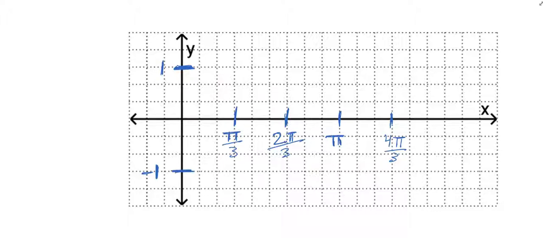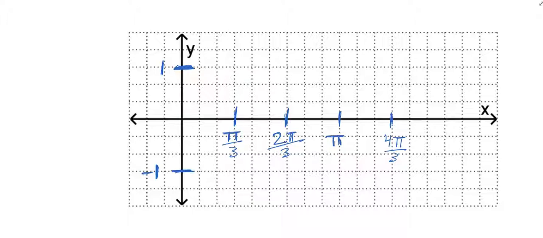Like just write 2 over 3 on. I suppose you could do that. We usually do whole numbers, but as long as it's clear, I mean, you wouldn't lose marks for something like that.